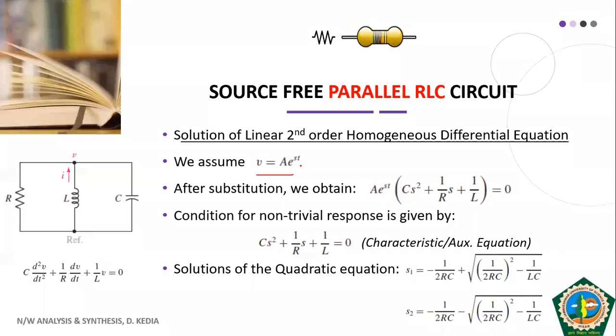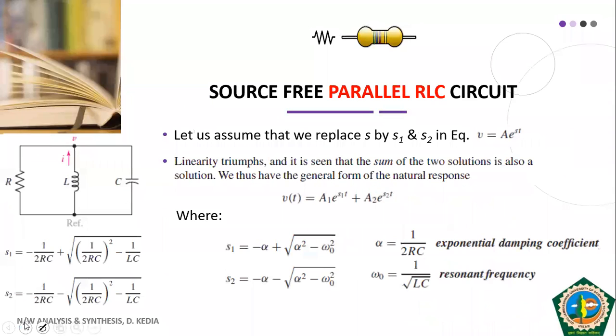Then by substituting this assumed solution, we had obtained this equation, which included the characteristic or auxiliary equation. This was a quadratic equation which had two roots, S1 and S2. So these were the two general roots for this quadratic equation. By assuming linearity, we had proposed the solution of that second order linear differential equation as V(t) equal to A1 e raised power S1t plus A2 e raised power S2t.